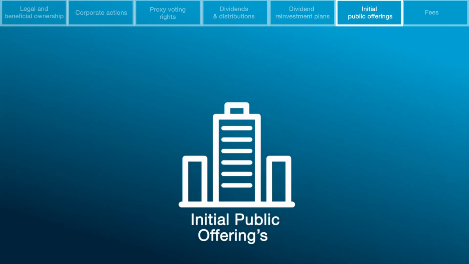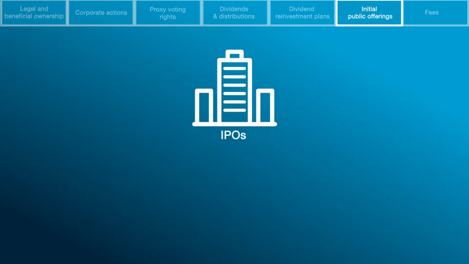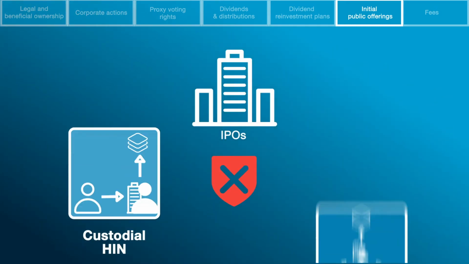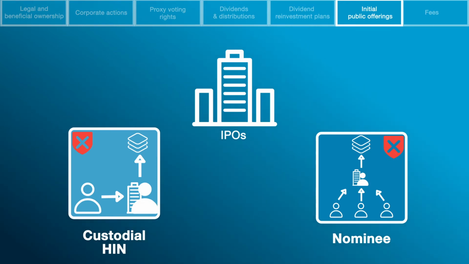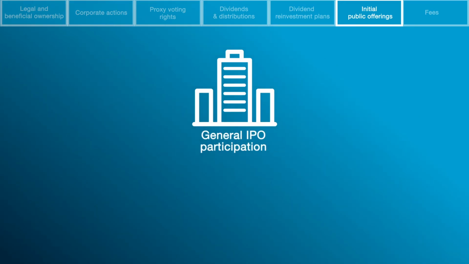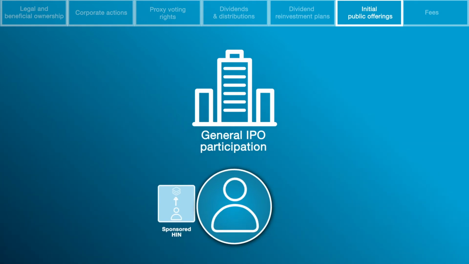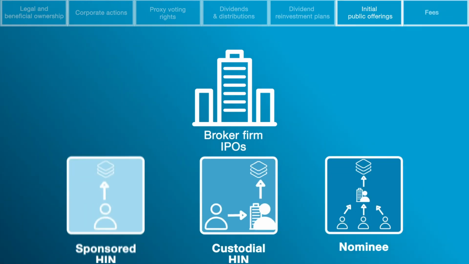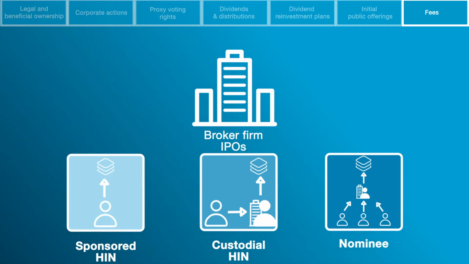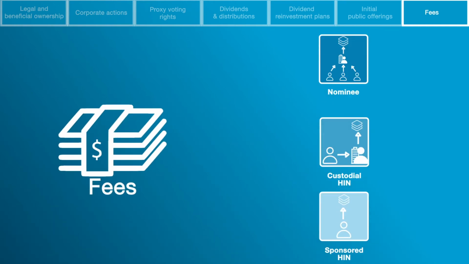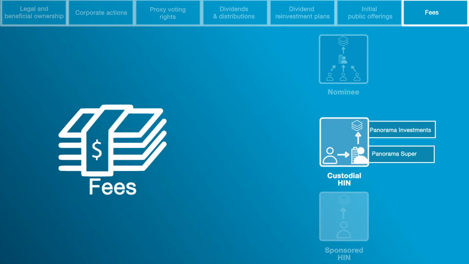In relation to initial public offerings or IPOs, the general participation in these is not supported on Panorama under the nominee or custodial HIN options. However, general IPO participation is available for your sponsored HIN clients, who would deal and participate directly with the issuer. Broker firm IPO participation is available for each listed security holding option, and we'll consider this in more detail in a moment.